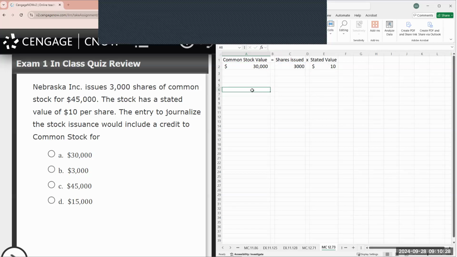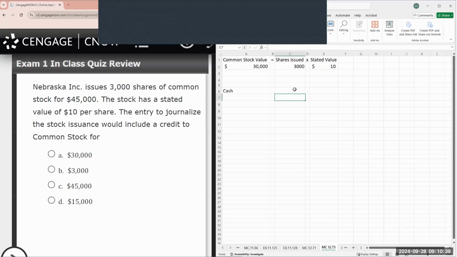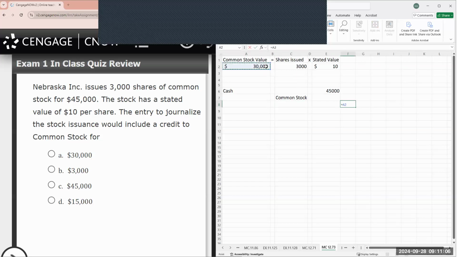So our journal entry would look like this. We would debit cash. The problem lets us know that we received cash of 45,000. So there's an increase to our cash, but we see that the value of the shares is only 30,000. So our journal entry would be as follows. Common stock would be credited for the value of the stock, which we just calculated, which is 30,000.